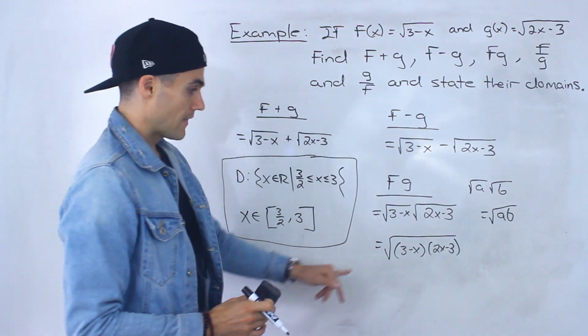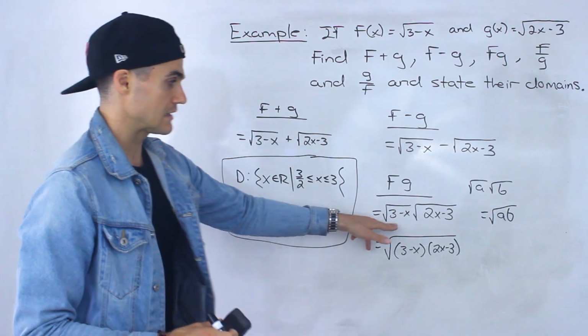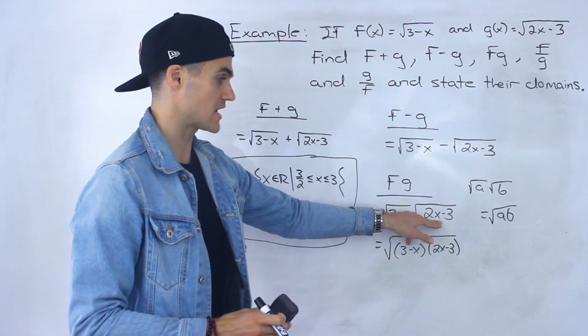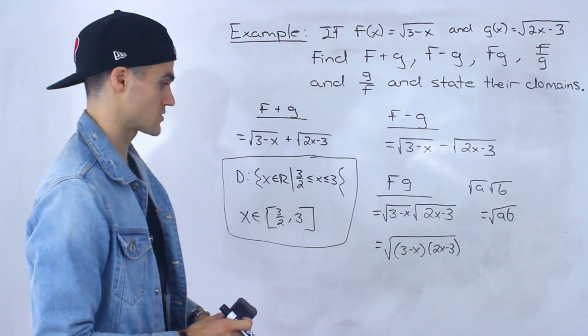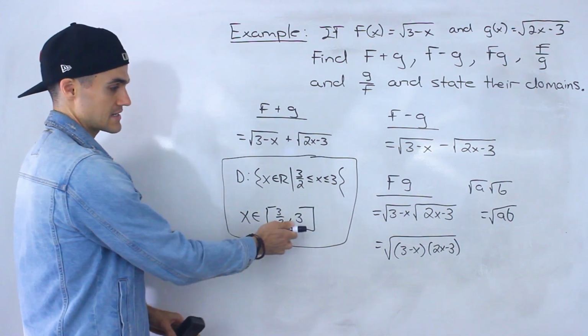And then this over here, it's actually going to have the same domain. Basically this expression has to be greater than or equal to 0, and then this expression has to be greater than or equal to 0 as well. And so that's going to happen in this interval. So the domain for this is the same thing.